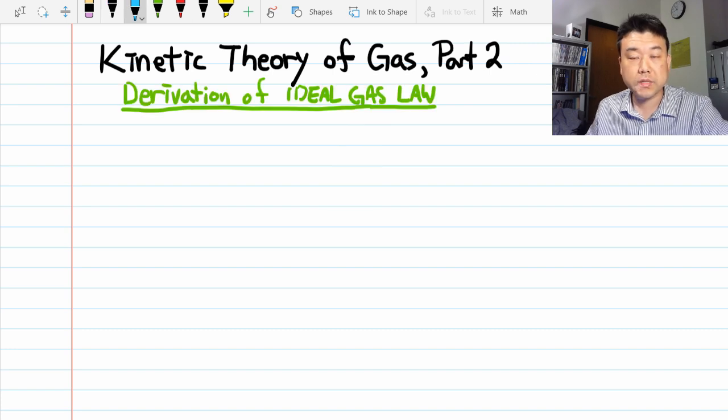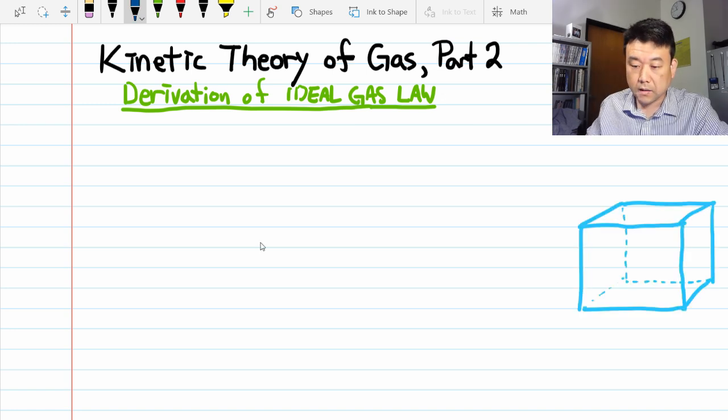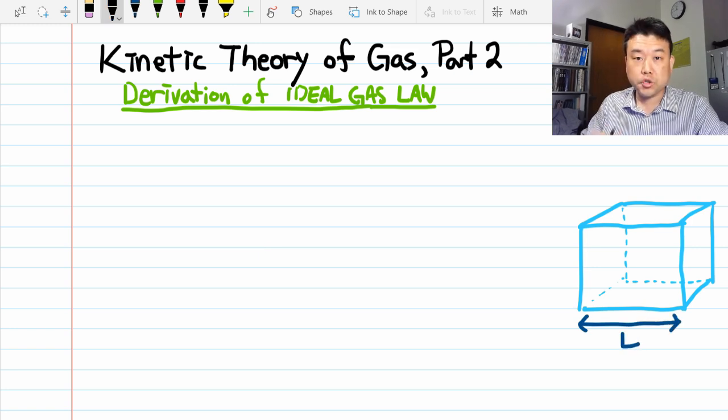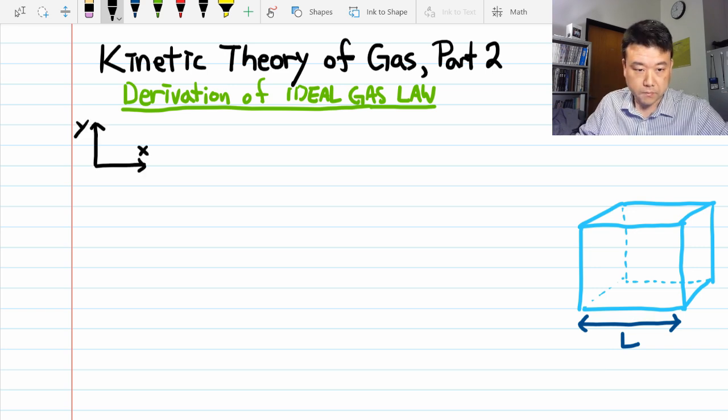So to set up our derivation, I'd like to consider a cubic volume like this. Let's say that a side of this cubic volume has length L. So imagine looking at this cubic volume straight along the z-axis from the positive z-axis. These are the walls of the cubic volume.